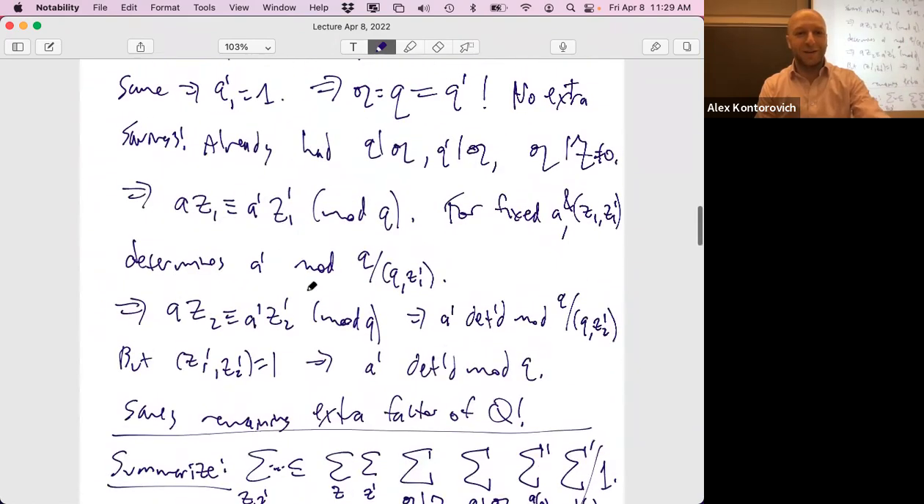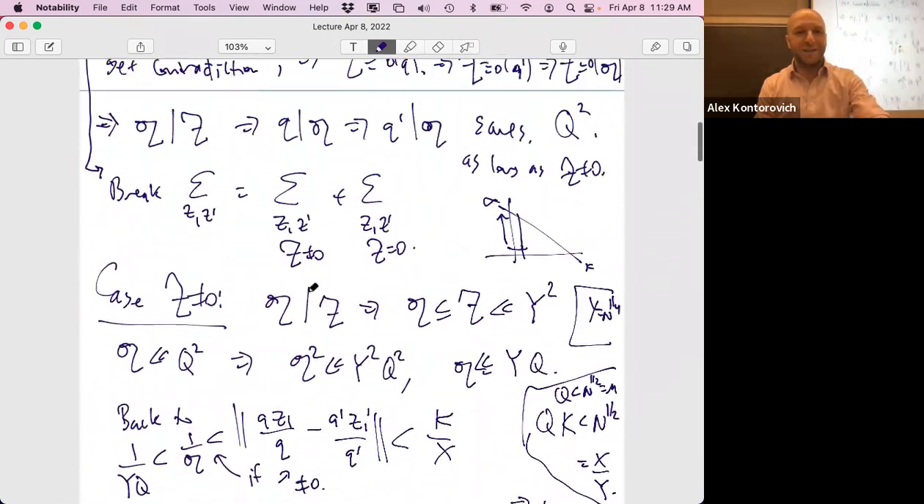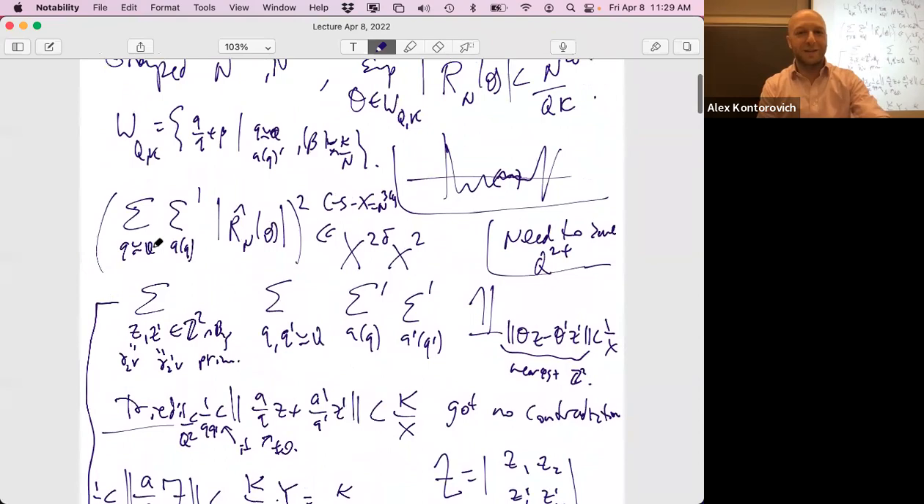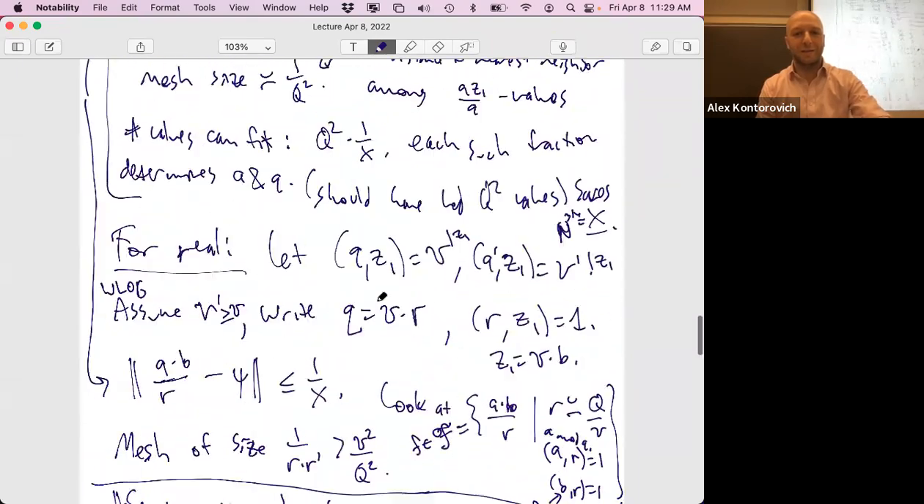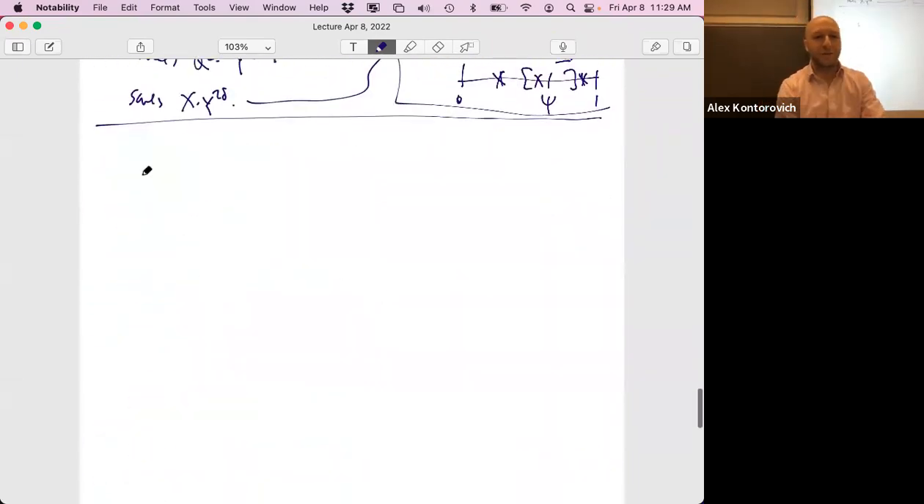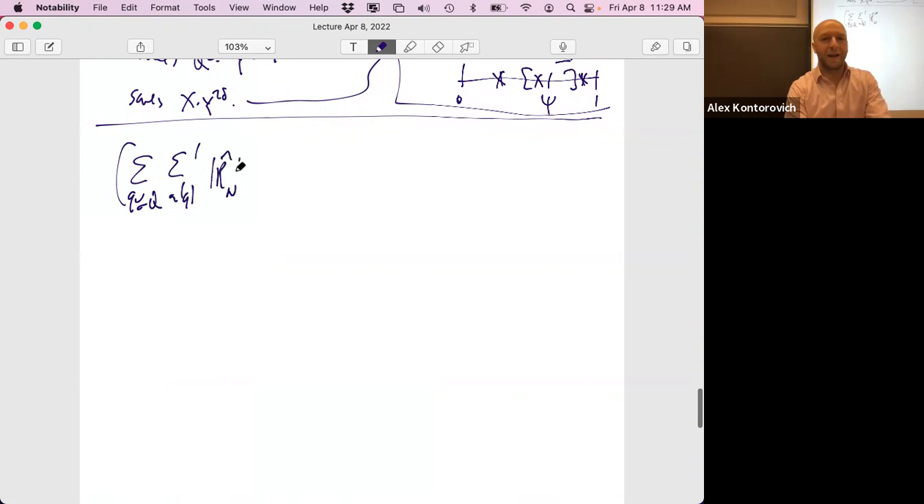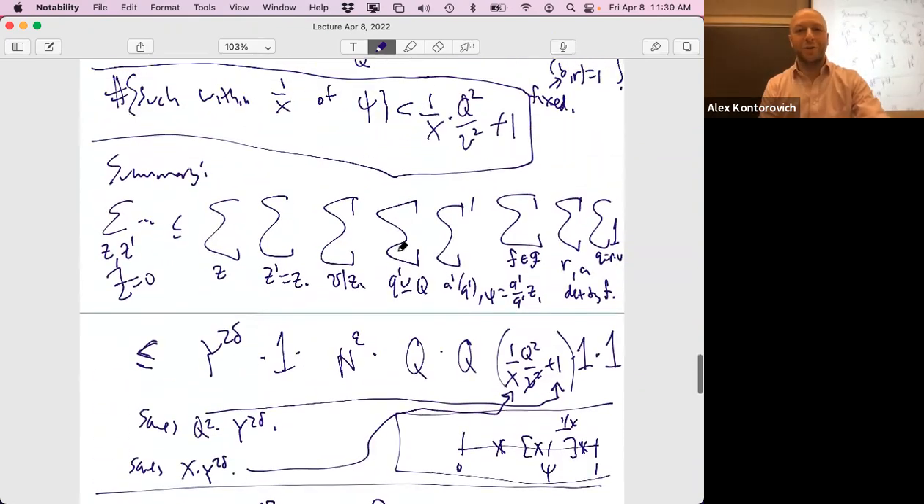All the way back to this sum. So we have this sum squared, we have this x to the 2 delta, x squared. Let's start with that. What have we proved? We have that the sum over q of size Q, a coprime to q, of r hat n theta squared is bounded by, let's be crude, x to the 2 delta times x squared. And then there's going to be three contributions.